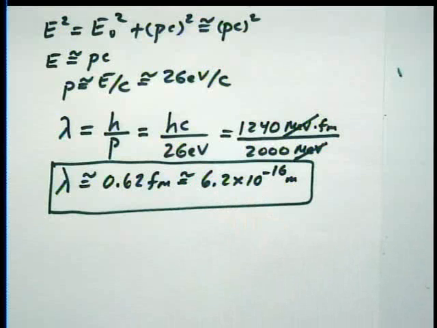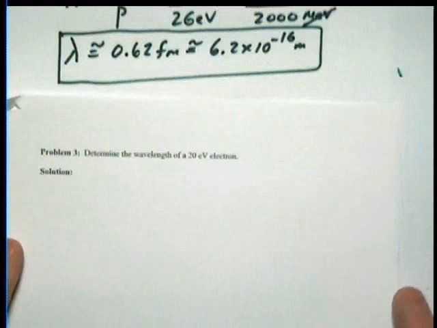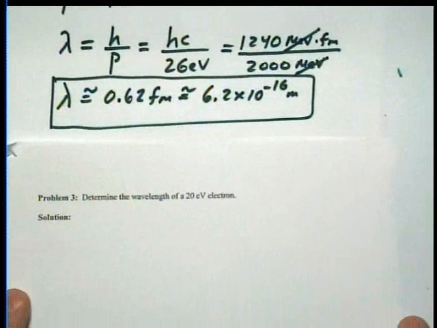Let's try one that's a little different. Problem number 3. It asks you to calculate the wavelength, but this time it's only 20 electron volts. So the question we start off with is, is it relativistic? And what's the answer to this one? I got some shaking heads.